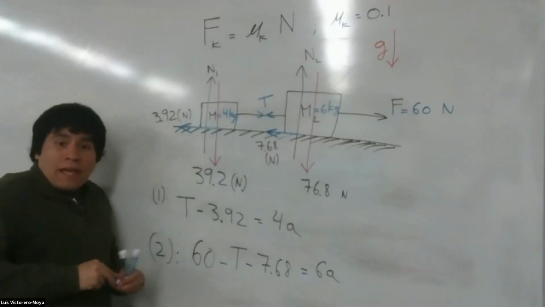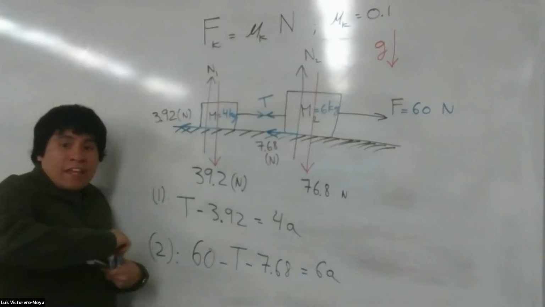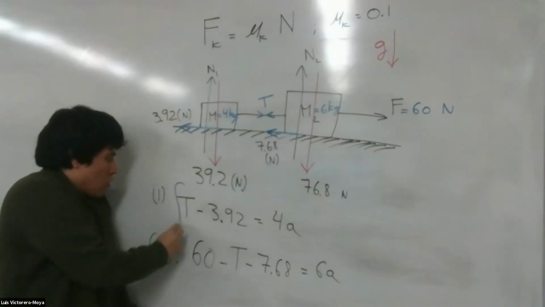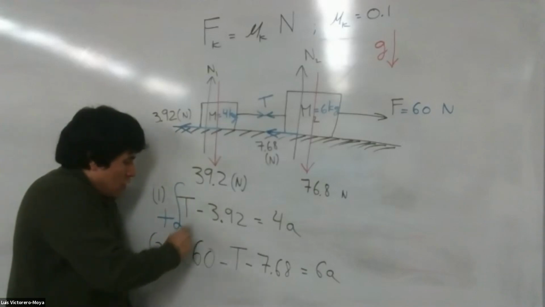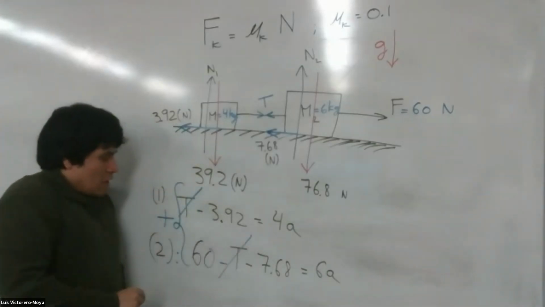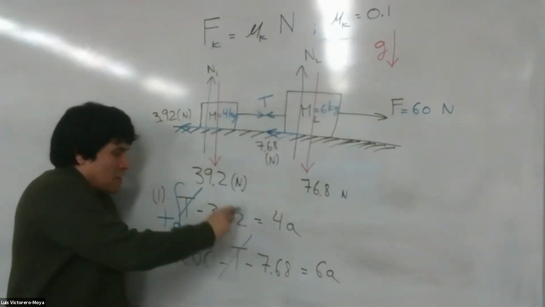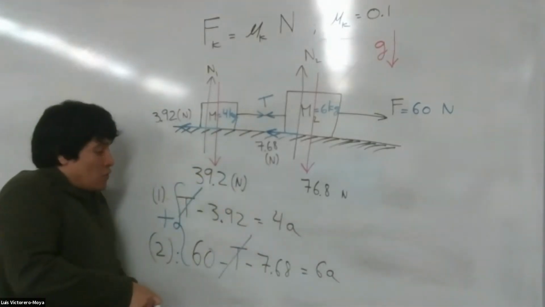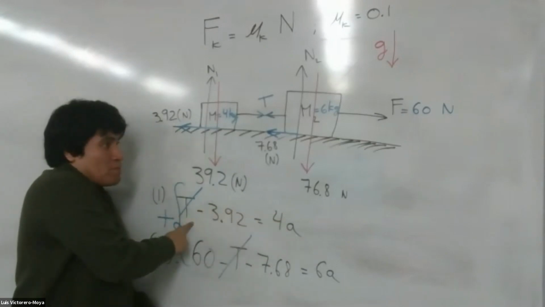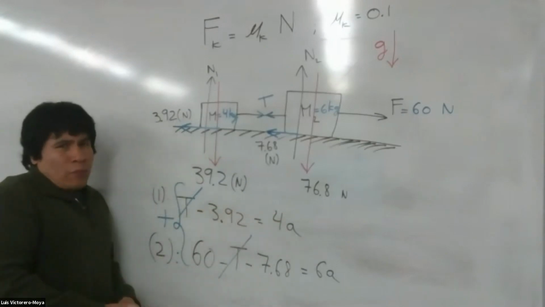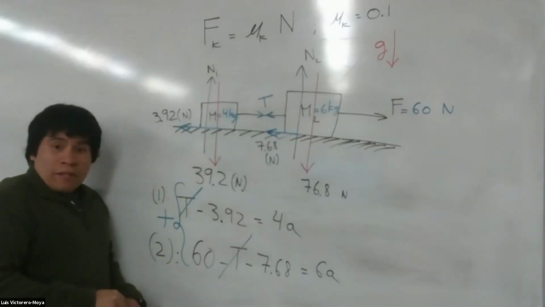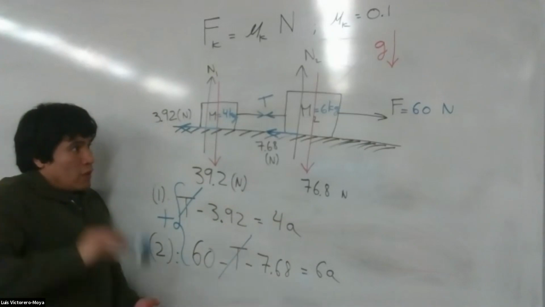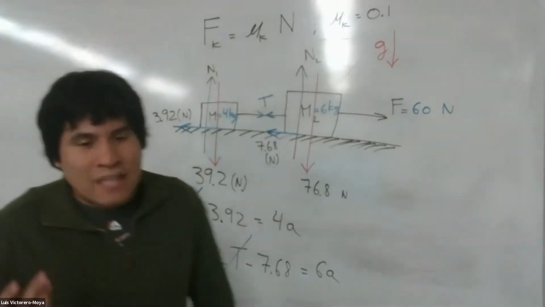When you do a problem like this, I would recommend you add the equations. If you add the equations, tension will cancel. And you have 60 minus 7.68 minus 3.92 equals 10a. That's how you find the acceleration of the system. And then you can use the acceleration to find the tension. So that's how you do a problem with friction. All right, that's an interesting problem, right? Look at the lecture video when we do more examples on that.